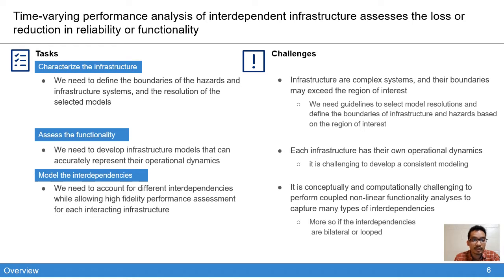However, there are challenges associated with each of these tasks. First, infrastructure are complex systems and their boundaries may exceed the region of immediate interest. Second, each infrastructure has their own operational dynamics and it is challenging to develop a consistent modeling. And third, it is conceptually and computationally challenging to perform coupled nonlinear functionality analysis to capture many types of interdependencies, more so if there are bilateral or looped interdependencies.